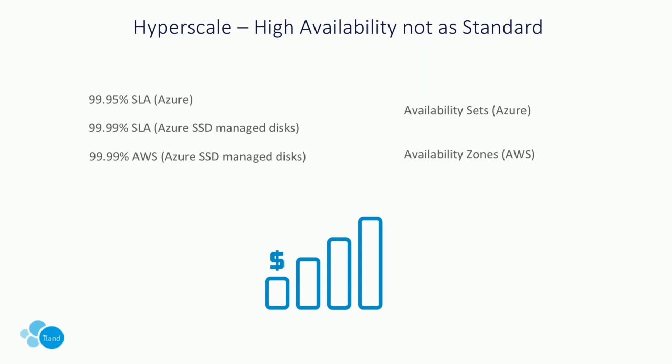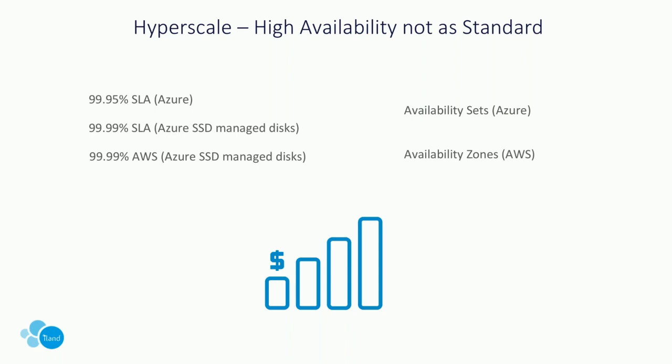And it's very similar with AWS with their SLA, although they do have a slightly higher SLA. So a lot of people ask us about that. Obviously, 22 minutes worth of downtime is not acceptable for a lot of organizations. So they look to build in availability sets and availability zones. And there are a few challenges with that.